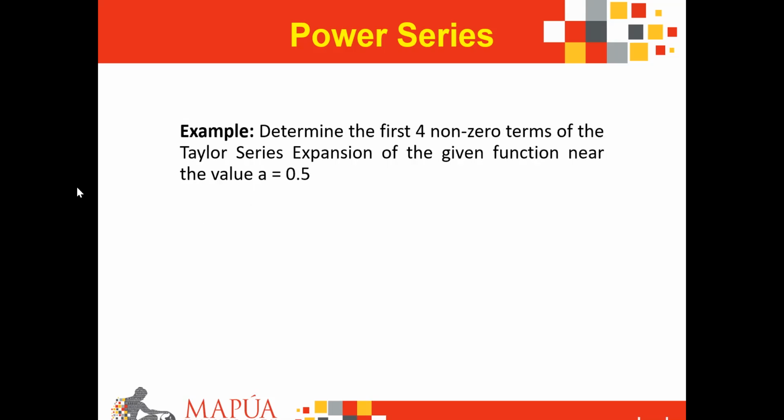Let's try to evaluate then this example. We're asked to determine the first 4 non-zero terms of the Taylor series expansion of this given function near a value of a equal to 0.5. So the solution basically involves evaluating the constants c0 all the way to cn. Since we already know that a is equal to 0.5, we could simply expand the polynomial function x minus a.